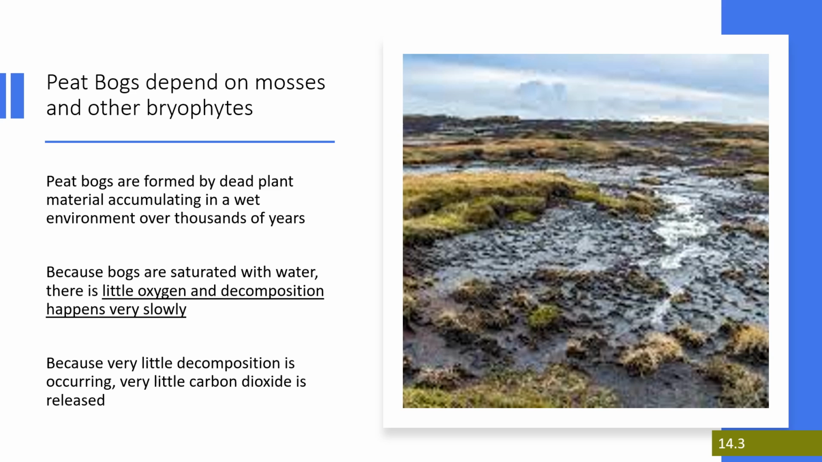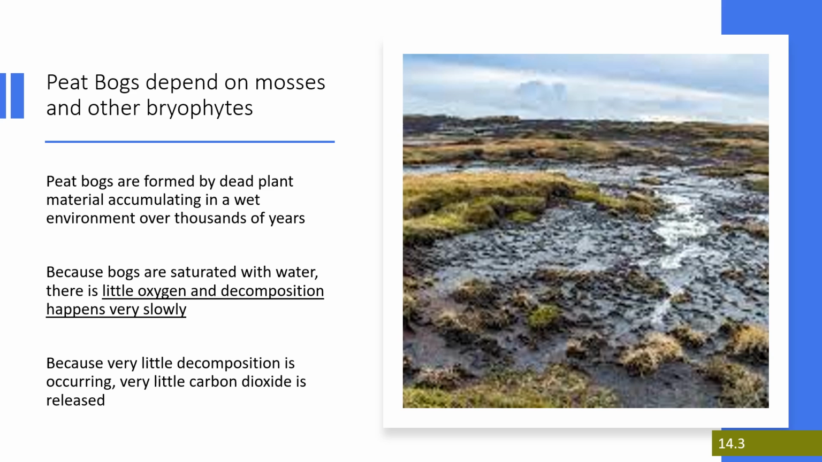Peat bogs are really interesting and important ecosystems that depend on mosses and other bryophytes. Because the soil of a bog is so saturated with water, there's very little oxygen in the soil, and decomposition happens very slowly. So as plants die, instead of breaking down, they form this dense mat of partially decomposed plant material called peat.